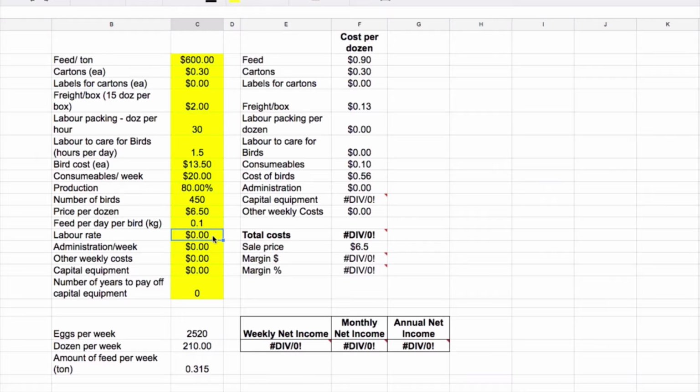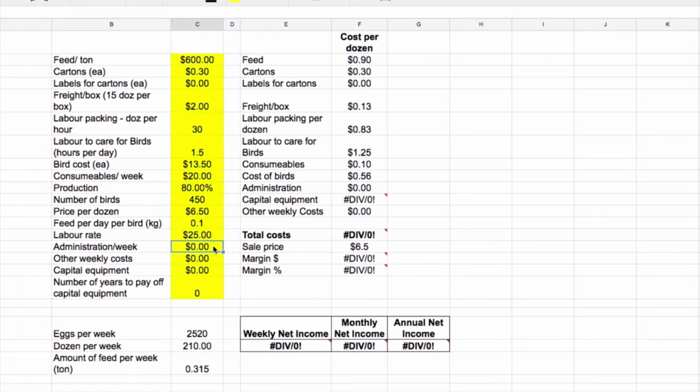Labour rate. So I believe you want to create a profitable system so it's profitable enough so you can pay wages. So I'm going to put in there $25 an hour. So if you're bringing in labour, you're going to pay wages to someone to do this work. So currently we're looking at labour for packing eggs and labour to care for birds, $25 an hour.